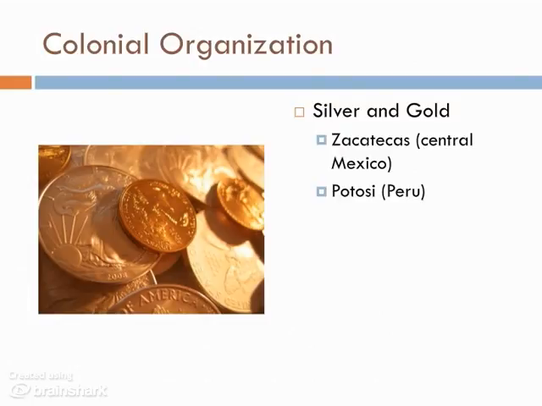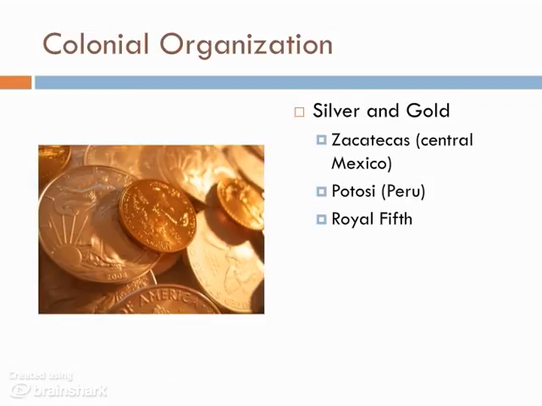Spain, in fact, hit upon two of America's richest deposits of gold and silver. Those spots were at Zacatecas in central Mexico and Potosi in Peru. Spain controlled all wealth produced by its colonies.